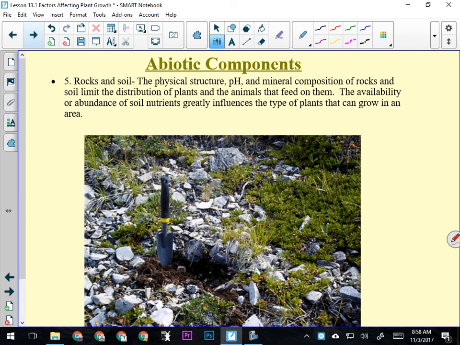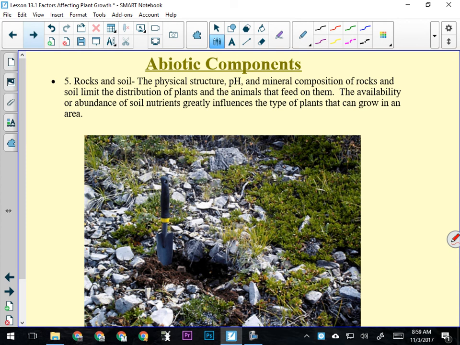All right. Rocks and soil. Okay, so the physical structure, someone mentioned soil pH already, mineral composition, etc., of the rocks in an area are really what determine what kind of soil is going to be in that area, because all soil is decomposed rock. I say decomposed, it's like eroded, but essentially it's broken down.